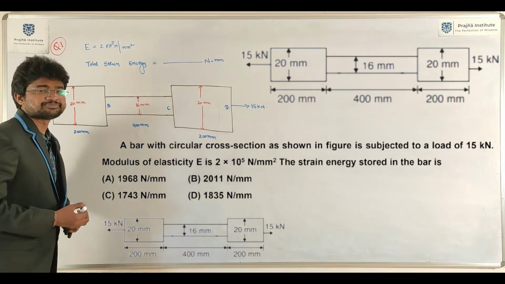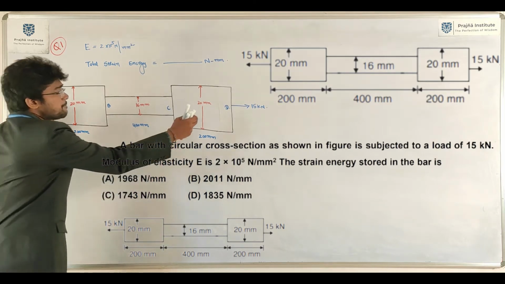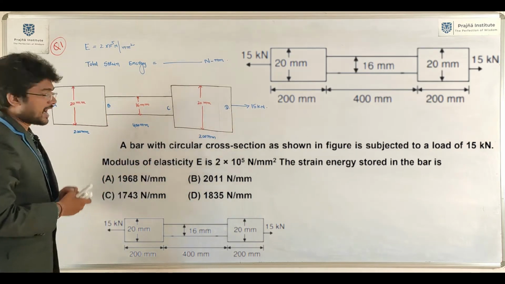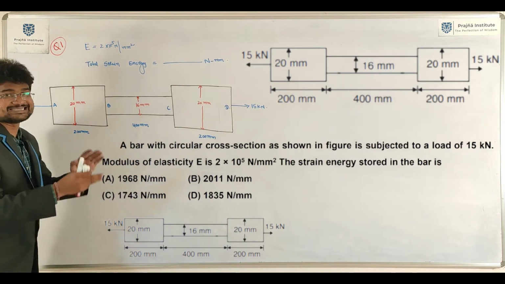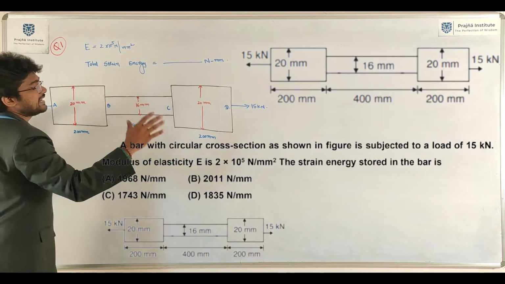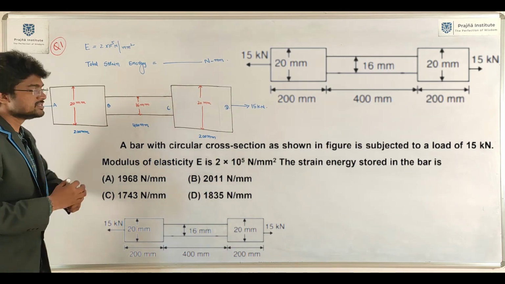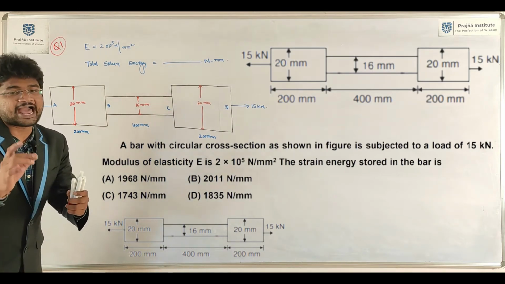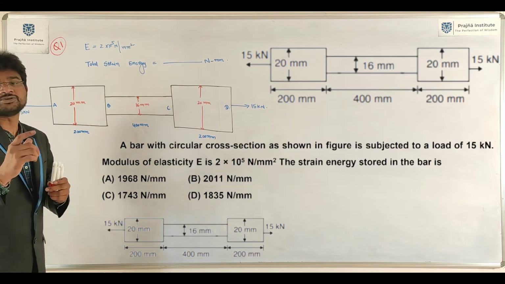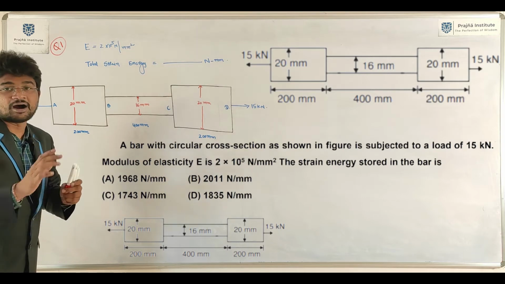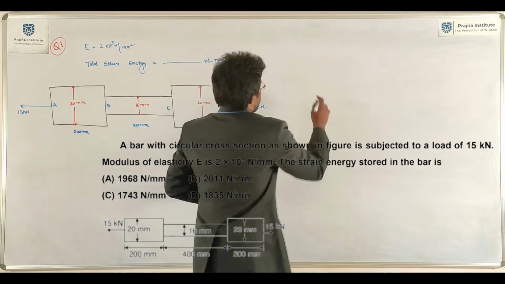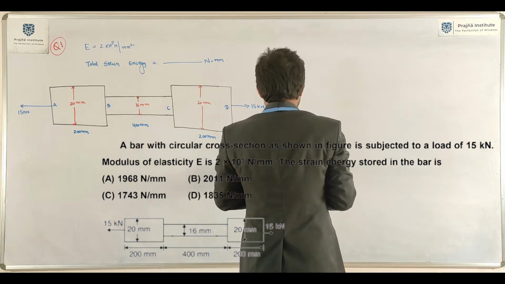See the first question here. A compound bar is subjected to axial loading, and the dimensions of the compound bar are given in the figure. Now we need to determine the total strain energy in the given bar. For that we need to draw the axial loading diagram. We know that the total strain energy is equivalent to half of P delta. By using that you can determine the total strain energy in the bar.